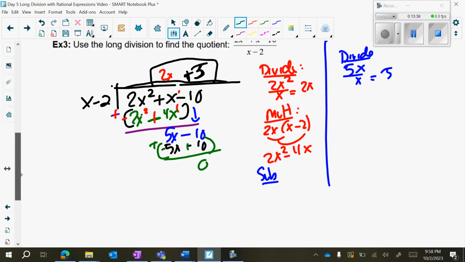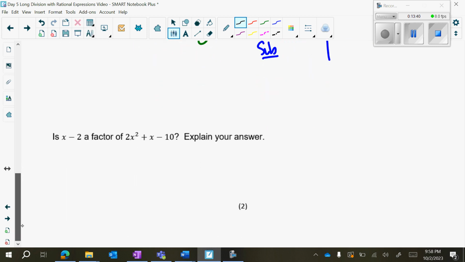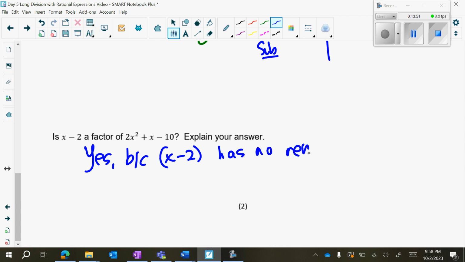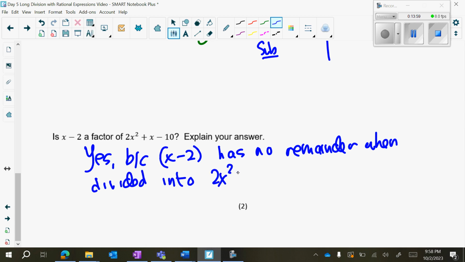And then if you look down below, it says, is x minus 2 a factor? And I'm hoping you're going to say yes. If you didn't do this already, yes. Why? Because x minus 2 has no remainder when being divided into 2x squared plus x minus 7. Okay? No remainder indicates that indeed it is a factor. All right? Nice. Let's move on.